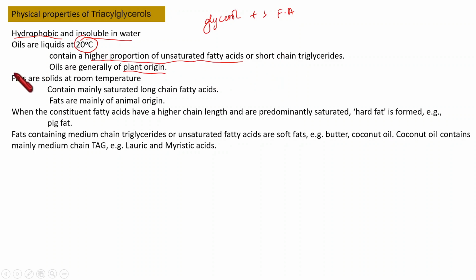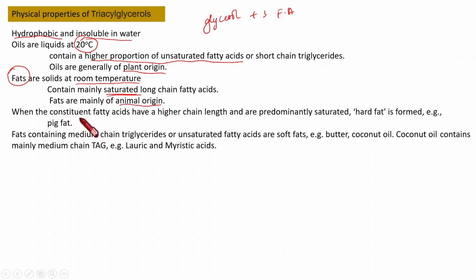Next, it can exist in the form of fats. The condition is that the temperature should be room temperature, and the fatty acids should be mainly saturated. Saturated means there are no double bonds, and we have seen that as saturation is more, it permits more compact packing, and it increases the hardness and solidness. So that is why they are more solid compared to oils. And these fats are mainly animal in origin.